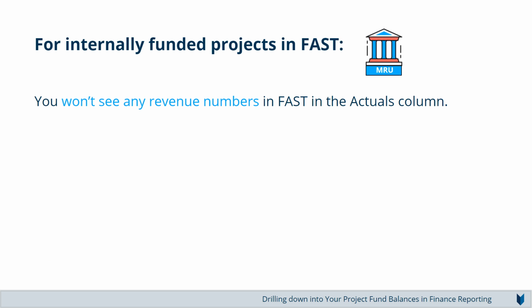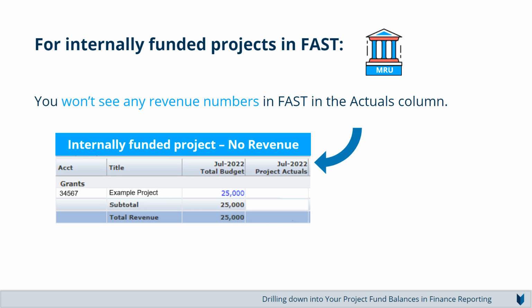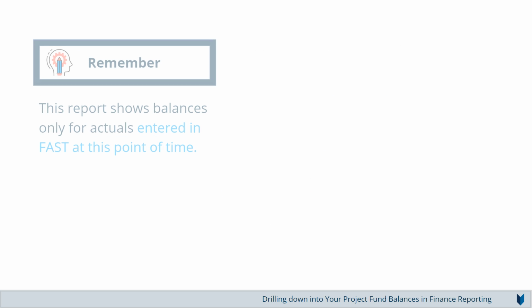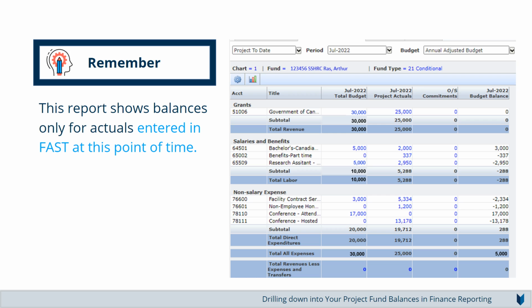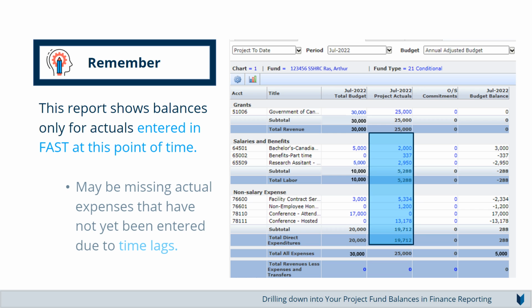Remember that for an internally funded project, there will be no revenue in the actuals column for your project in FAST. A reminder too that FAST reports only show balances for actuals that have been entered into FAST at this point of time and may be missing actual expenses that have not yet been entered due to time lags.